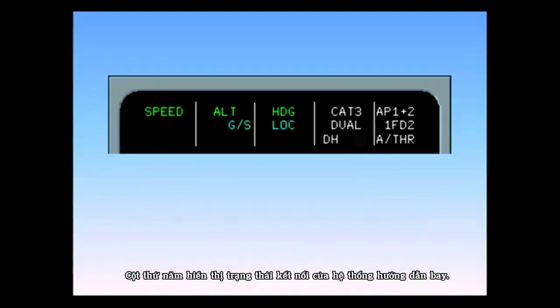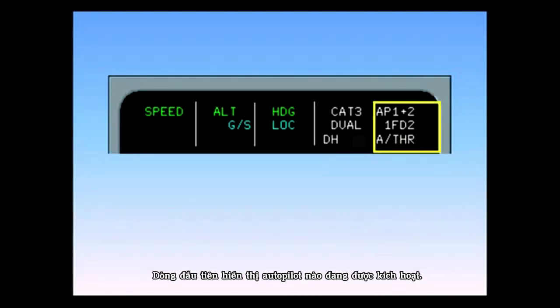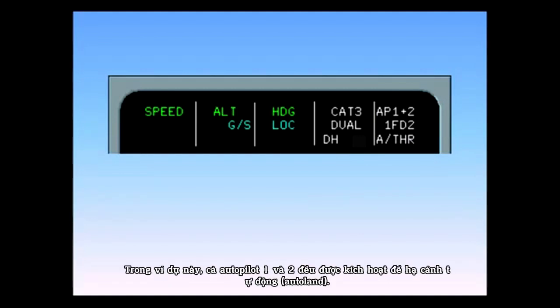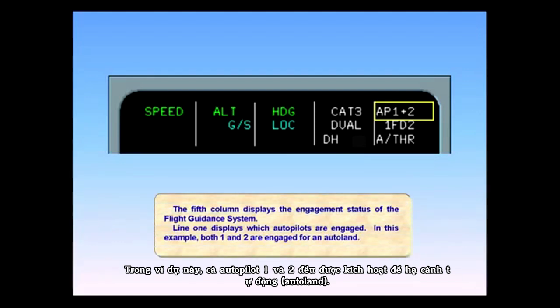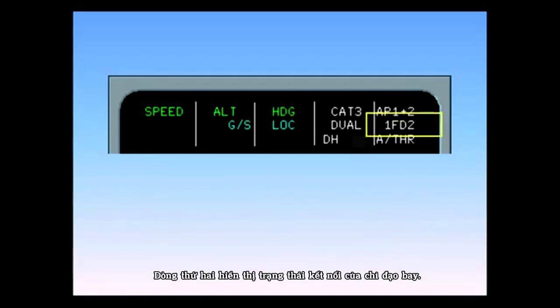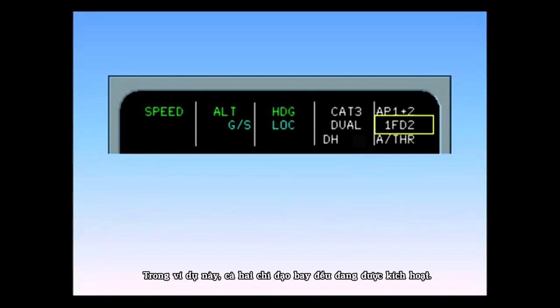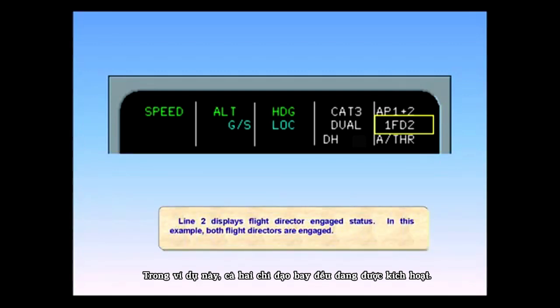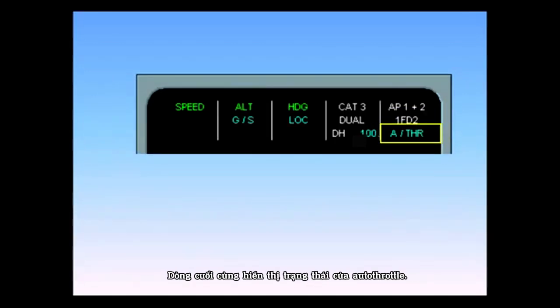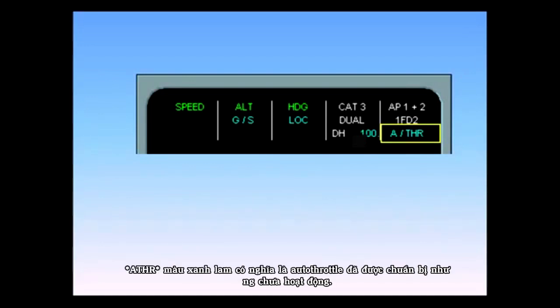The fifth column displays the engagement status of the flight guidance system. Line 1 displays which autopilots are engaged. In this example, both 1 and 2 are engaged for an auto land. Line 2 displays flight director engaged status. In this example, both flight directors are engaged. The last line displays the auto throttle status.